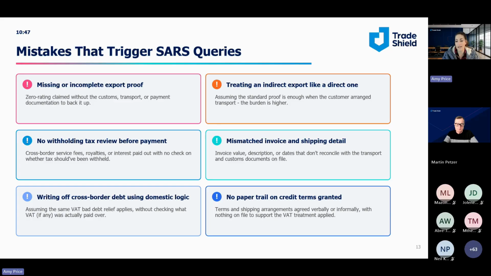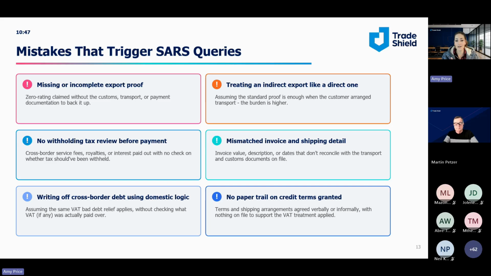Very often with withholding tax, they have to pay first and then you have to give them a credit. And you have to specify on your credit note that it is withholding tax and that that is why you are doing it. So you need to take that into consideration as well. Another mistake: writing off your cross-border debt using domestic logic. So we want to make sure that we don't use local logic for international trade.